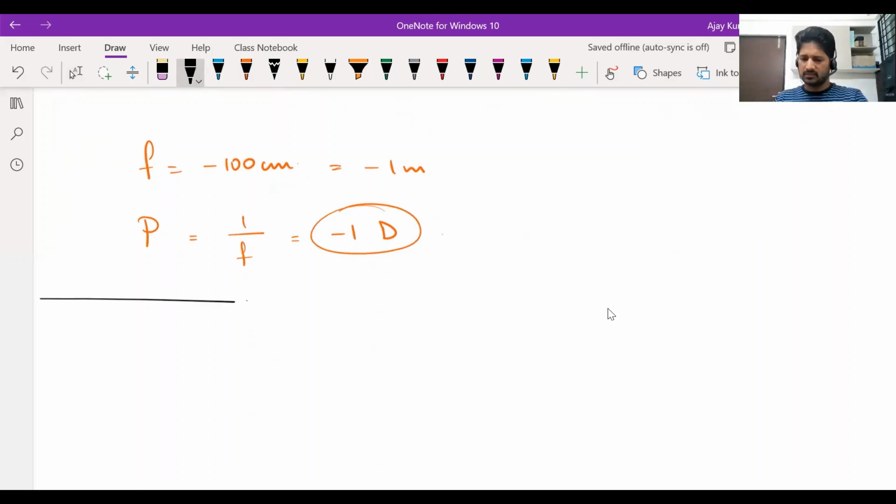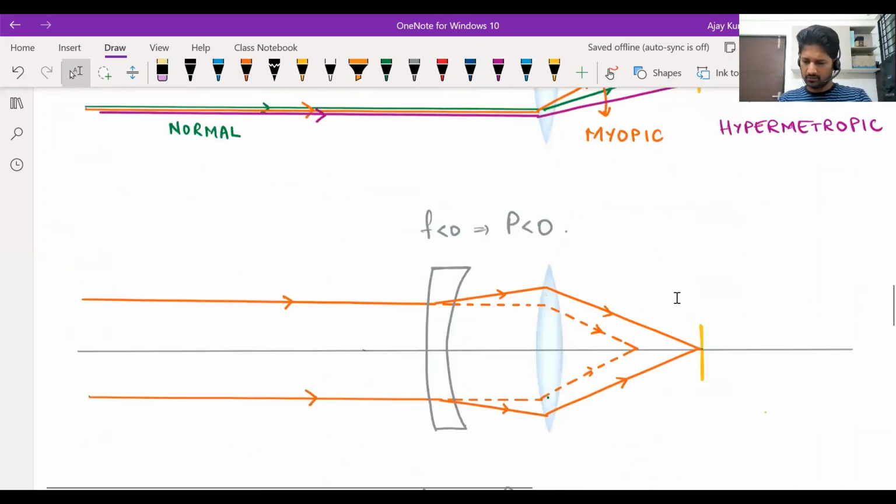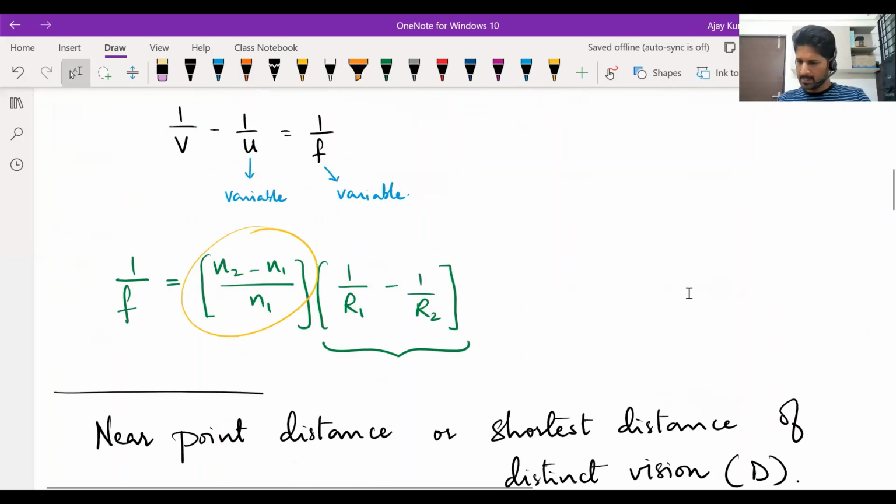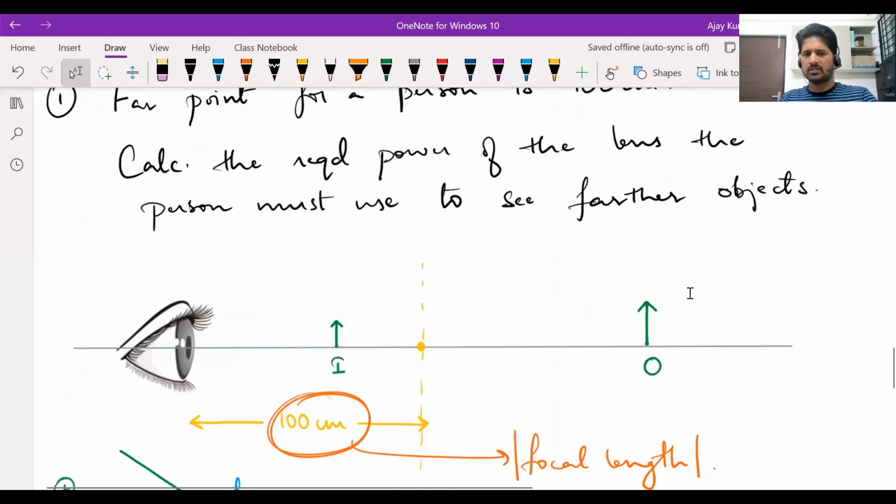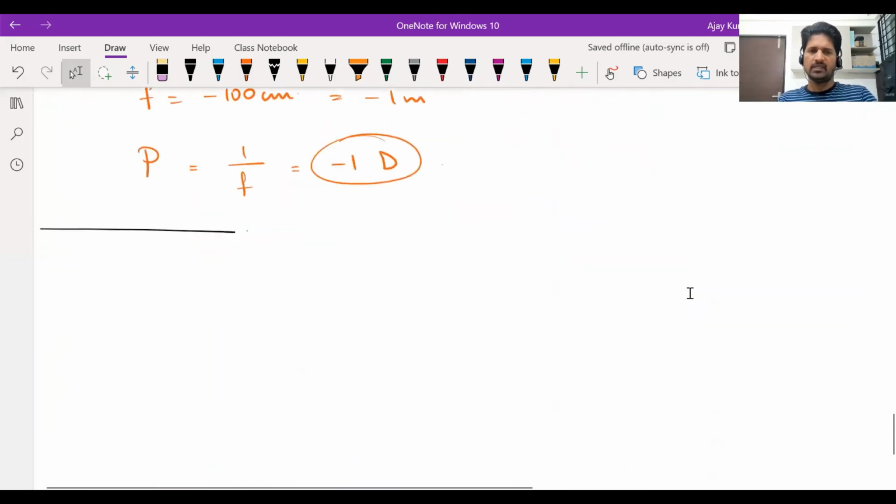Fine. I think that much is enough about the human eye. Basically, you have to remember what the two common defects are, myopia and hypermetropia, and how to correct for them.